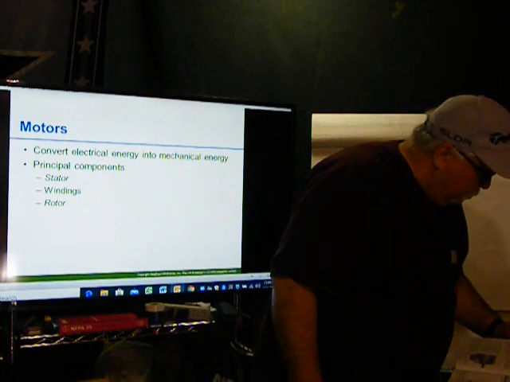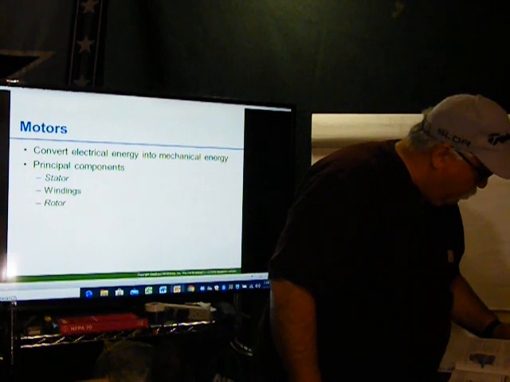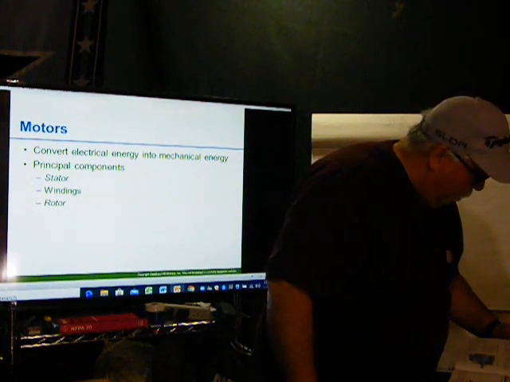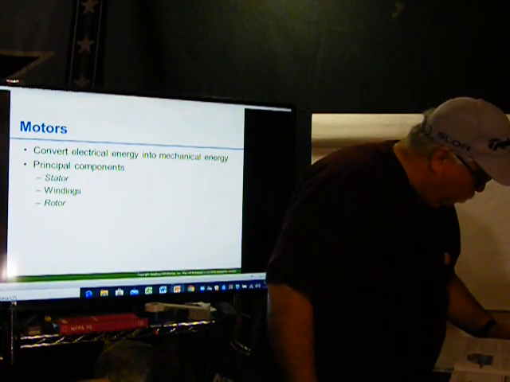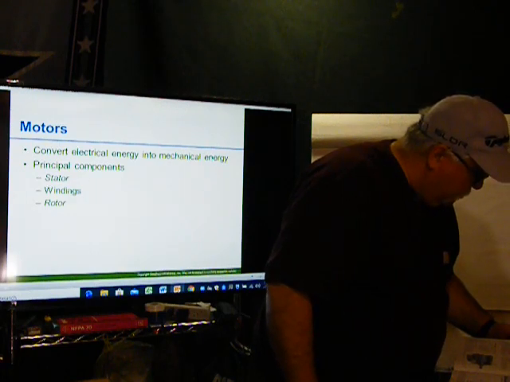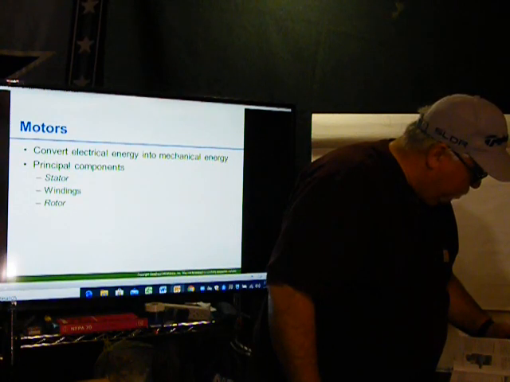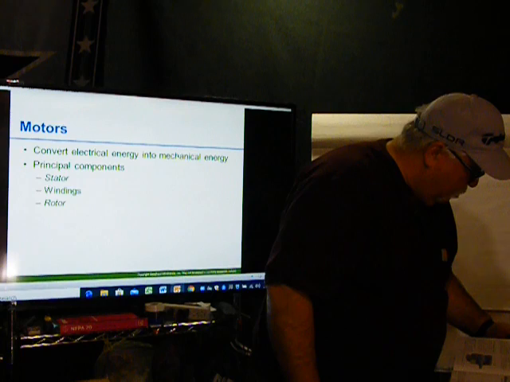The two principal components of a motor are the stator and the rotor. The stator consists of one or more windings, coils of wire, surrounding the rotor. The windings in the stator are sometimes called field coils. And then the rotor is a cylindrical component housed within the stator. Both ends of the rod extend through the motor and are set in bearings, allowing the assembly to turn. These are the two types of rotor: squirrel cage and wound.